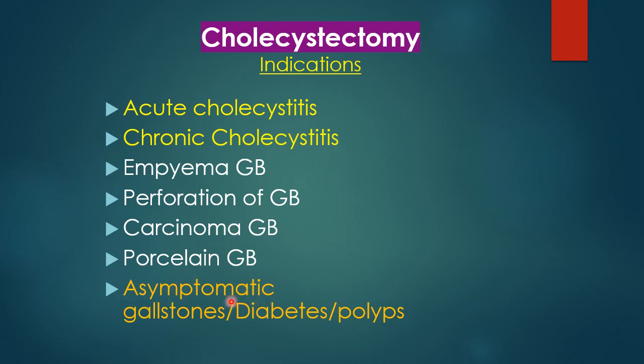What about asymptomatic gallstones? The patient has gallstones but does not have any symptoms. In these patients, generally surgery is not advised unless the patient is diabetic or there are polyps with stones. So if there are gallstones with polyps, then it is an indication. Or if the patient is diabetic. Why are diabetic patients indicated for prophylactic cholecystectomy in gallstone disease? It is because if the patient develops complications in diabetes, these complications tend to be more severe.